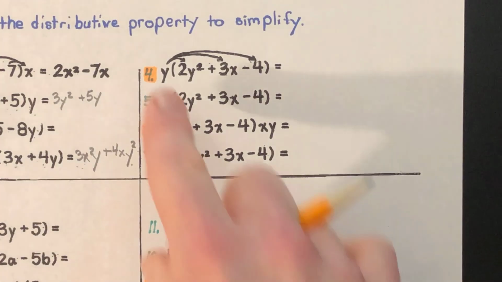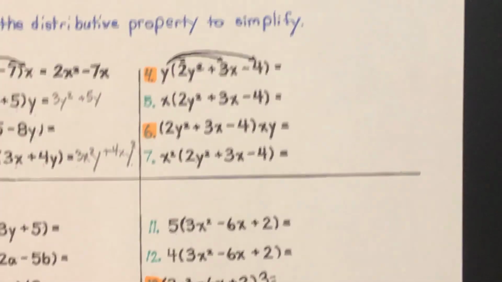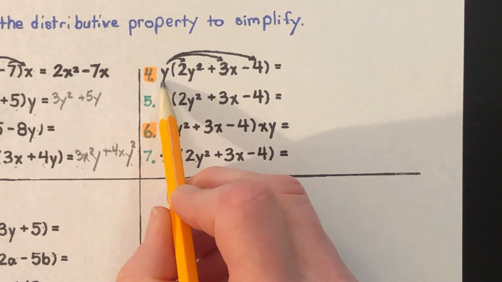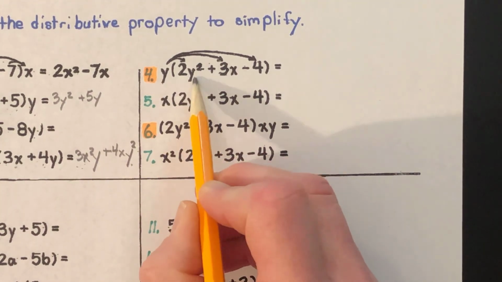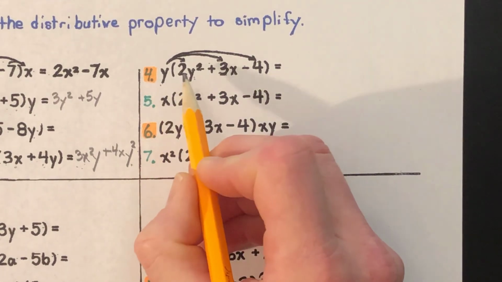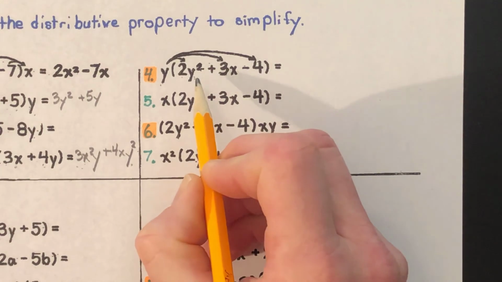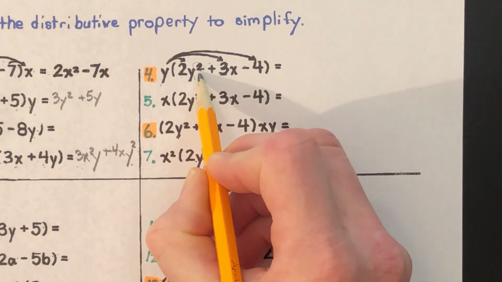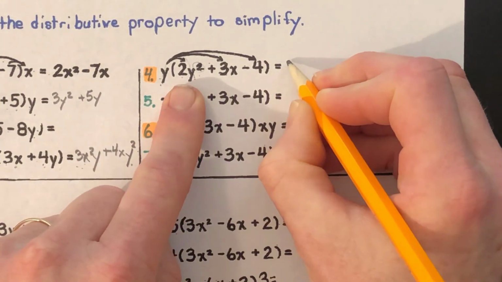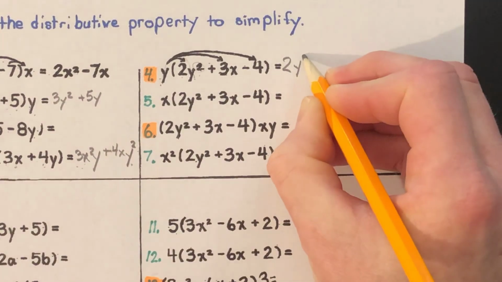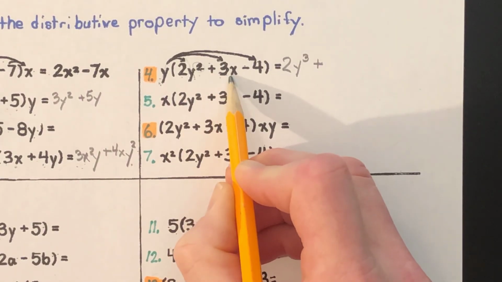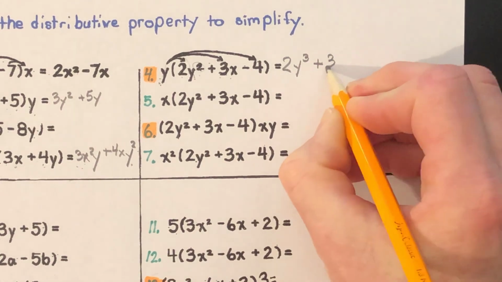Number 4, they gave us some help, the arrows, in case I forgot. I do forget sometimes. 4 times 2y squared, so this already has an exponent. So when we multiply, I said 4, y times 2x squared. This already has an exponent. So when we multiply them together, we end up with 3 y's. So it becomes 2y to the third plus y times 3x squared becomes 3xy.